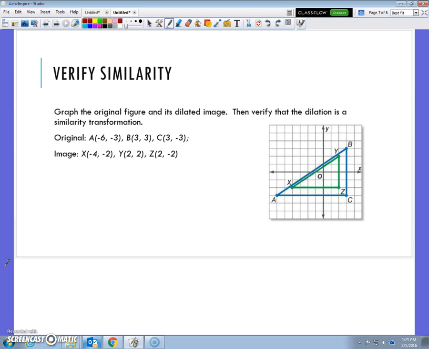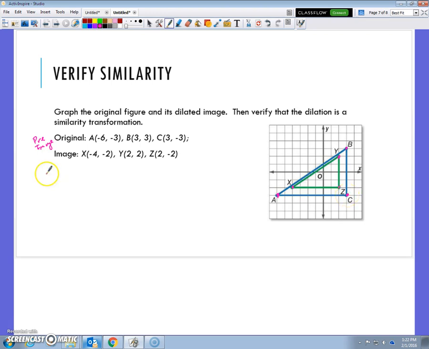Looks like the original A is -6, -3, 1, 2, 3, 4, 5, 6, -3. Okay, so we're talking about the big triangle here is my ABC shape, and the small one is this guy right here. And we are going to, okay, the original or the pre-image had these coordinates, the image has these coordinates, and what we need to do is actually verify that each of the corresponding sides has the same ratio. So like I said, it's kind of a hassle unless it's nice triangles that are nicely lined up with the coordinate planes here.